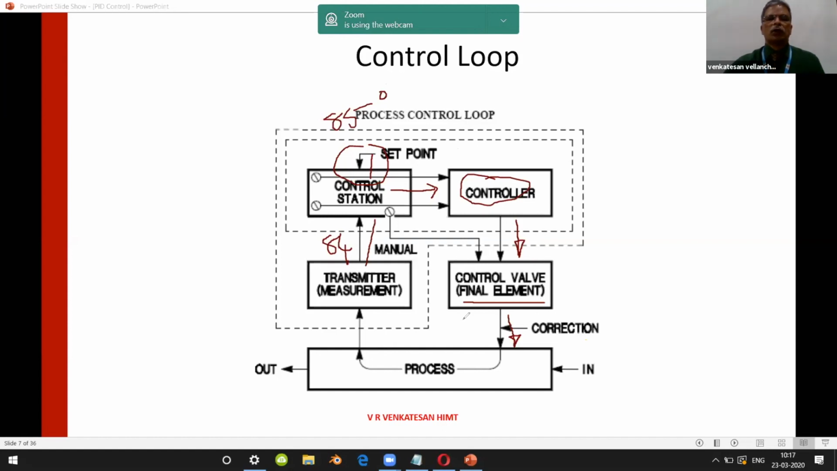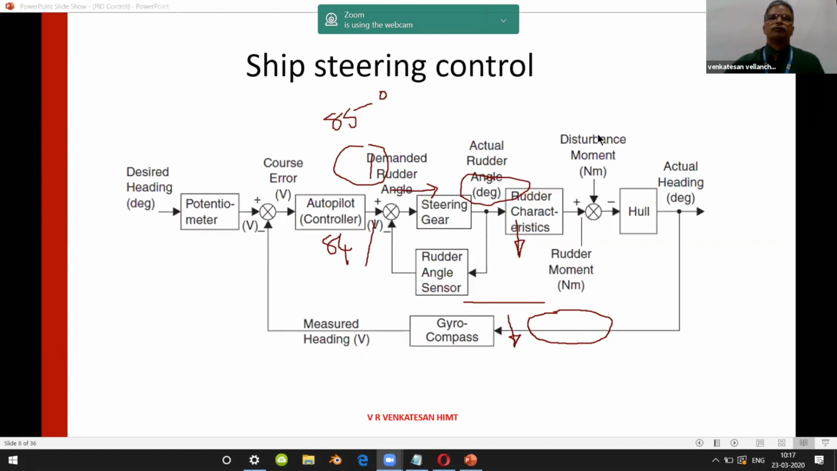And in the jacket cooling water system, since you want to raise the temperature, the bypass to the cooler will be opened a little bit more. Opening the bypass by a little bit more is the correction. And this process continues on and on. Now, control is not only in engineering. It is there in every form of life.